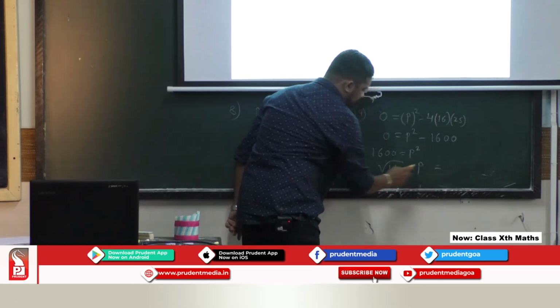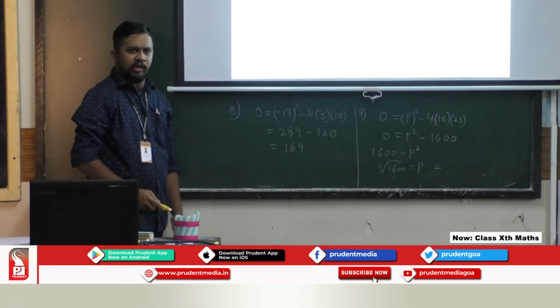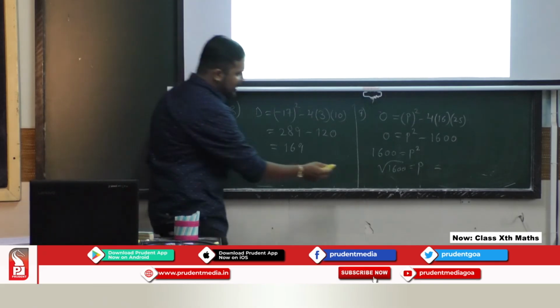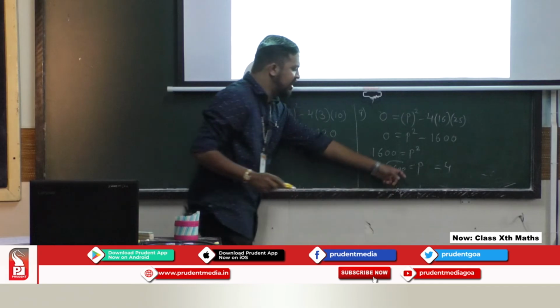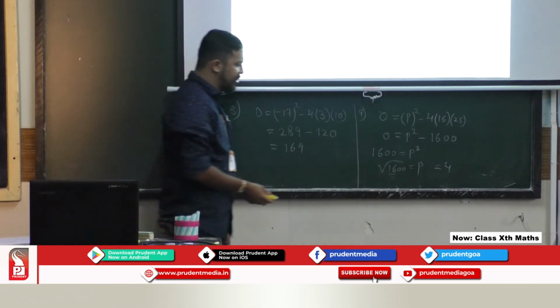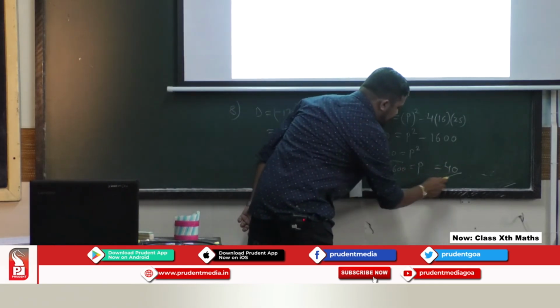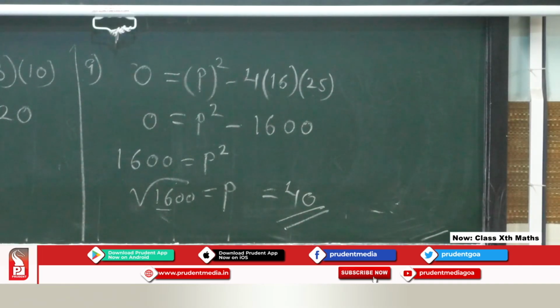Now you know this. To find a square root you can use the long method, but there is a simple method. What is the square root of 16? It is 4. And if there are 2 zeros, when I find the square root, it becomes 1 zero. So the value of p is 40. Value of p is 40.